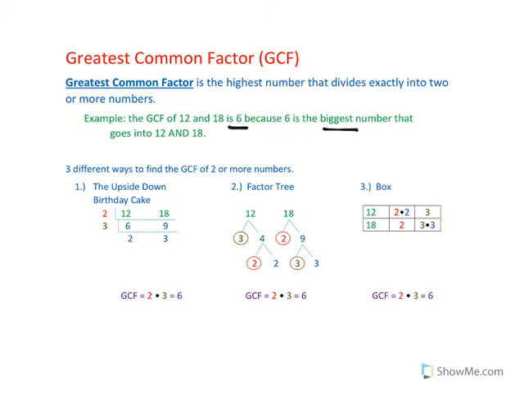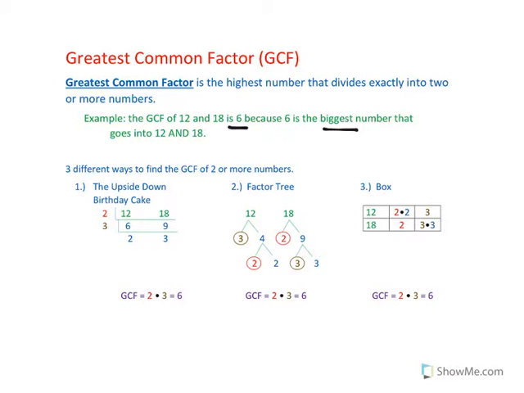So there's three main methods of finding the greatest common factor. I personally like the upside down birthday cake method. It's relatively new. What you do is you take the two numbers 12 and 18 and you think, what goes into both those numbers? Well, 2 goes in, they're both even. So you cut them in half and you get 6 and 9.